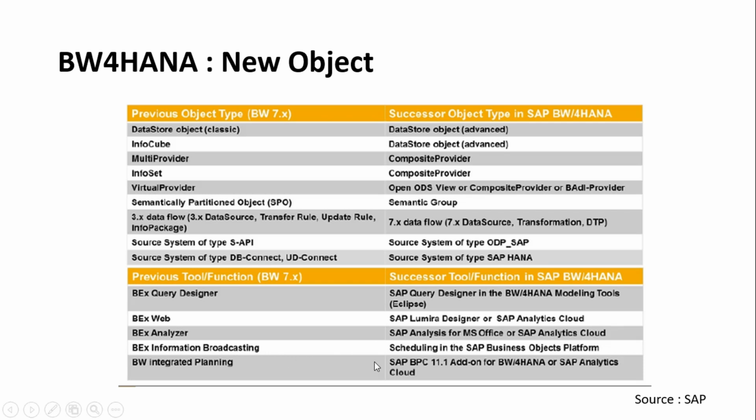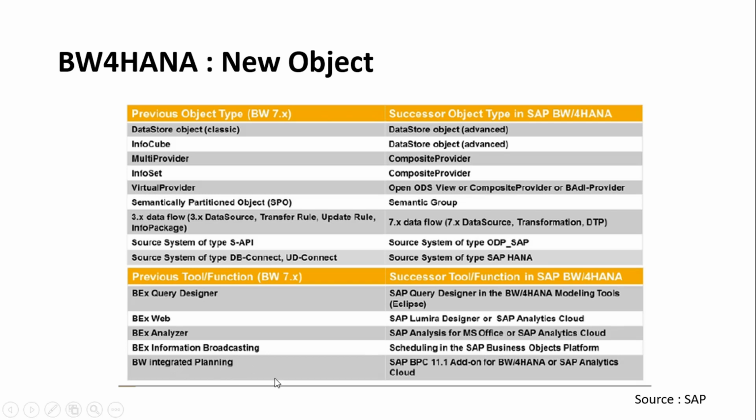Information broadcasting should be done from the BO platform. There is no information broadcasting available because there is no Java stack in BW4HANA. It is all ABAP stack. So you need the Java stack for this broadcasting, which is not available anymore. So you should go to the SAP BO platform and do it from there.